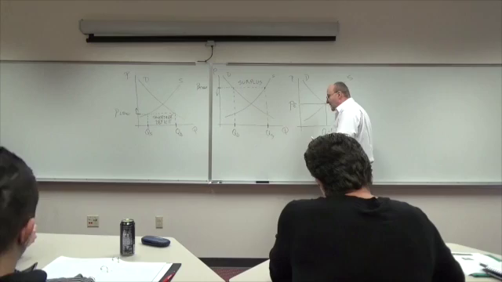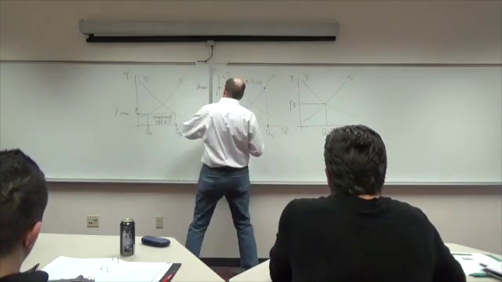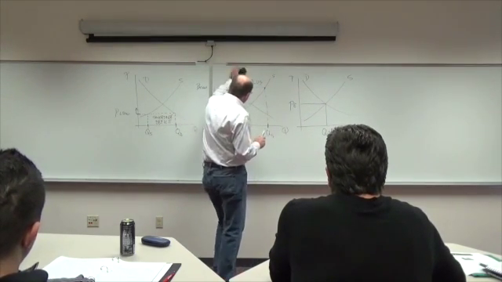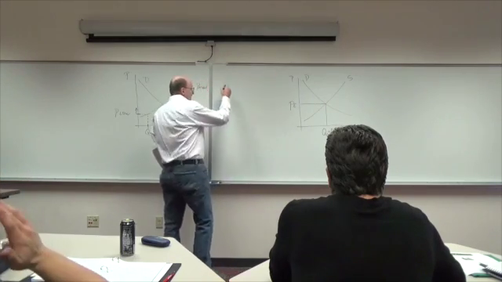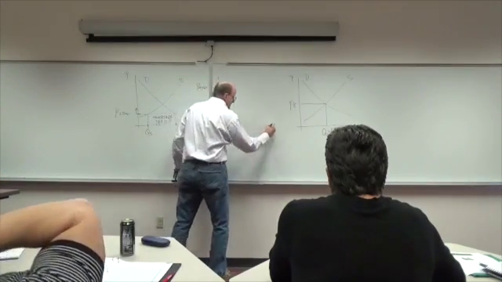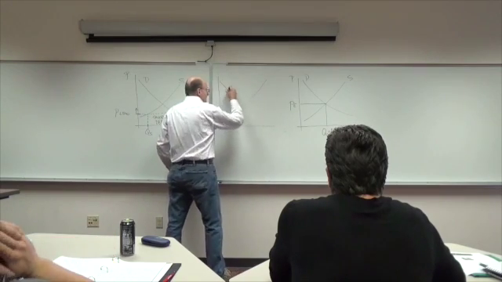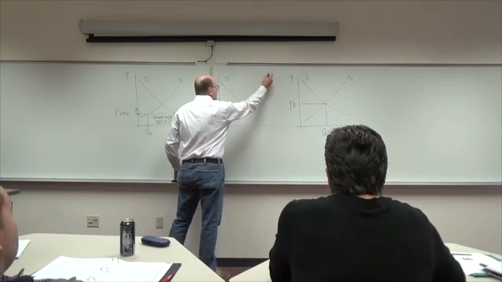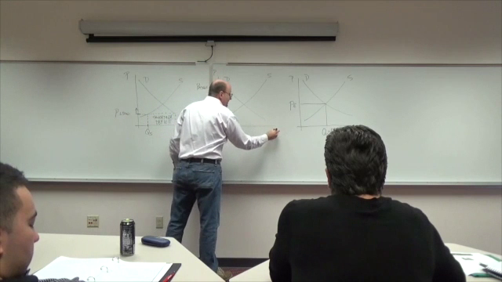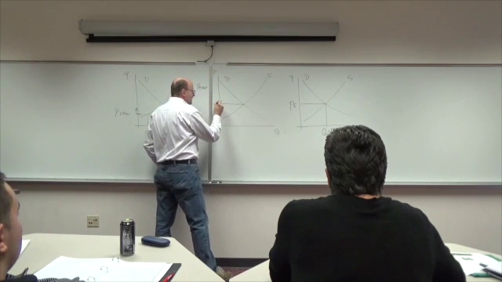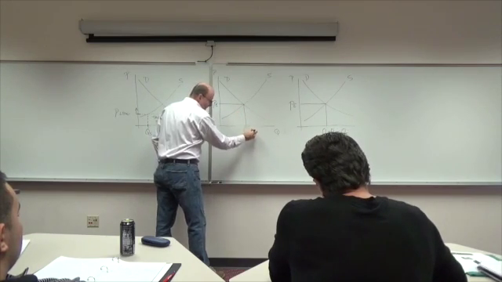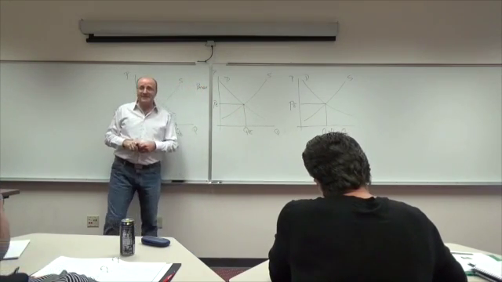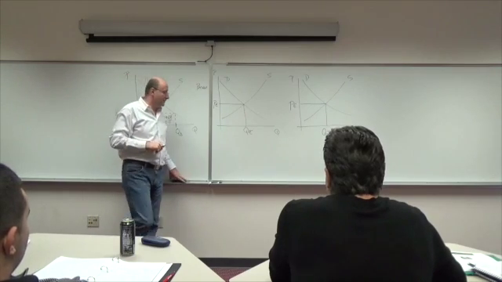In other words, from now on, when we're studying a market, it's going to look like this. Downward sloping demand, upward sloping supply, price, quantity, and equilibrium price, equilibrium quantity. That makes sense? Very good.